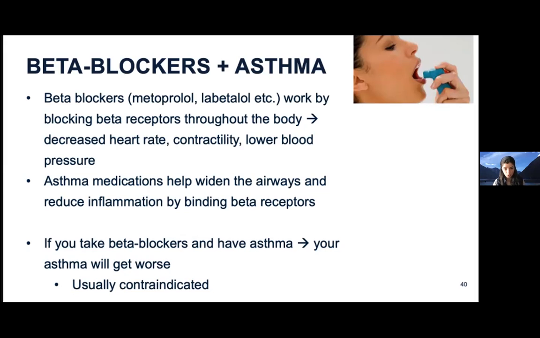So if you can imagine taking beta blockers, which block that receptor, in the setting of asthma, where the medication wants to bind to those receptors, you can now have a medication that may potentially worsen asthma by causing the opposite effect on the beta receptors that you would want. So essentially you're causing constriction of the airways rather than trying to dilate them. And that would worsen asthma. So as a result, beta blockers are usually contraindicated in the setting of asthma, but it just provides a really good example of how a medication could worsen a condition.